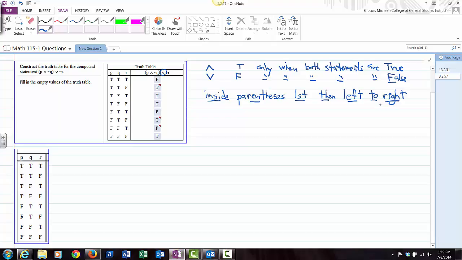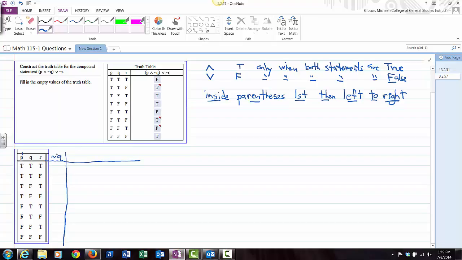Okay? So what we need to do is figure out what we need to make this. So we're going to do the inside parentheses first, so that's this statement. So what do we need? Well, we need P. We've already got P right there, right? We need AND, so we need not Q. Well, we don't have a not Q, we have a Q. So the first column we make, it's going to be column 4, is going to be not Q.